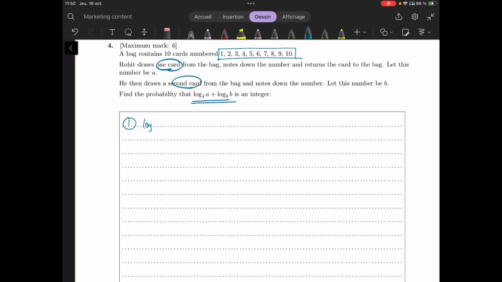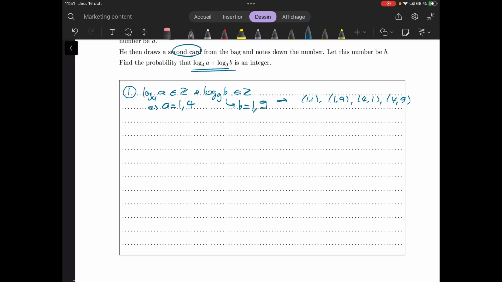The first possibility is when each one of them is an integer. And this is the case if A is equal to 0. A is equal to, and this is the case if A is equal to 1 or 4. This is the case when B is equal to 1 or 9. So we have a total of 4 combinations: 1 1, 1 9, 4 1, 4 9. This is not the only possibility.